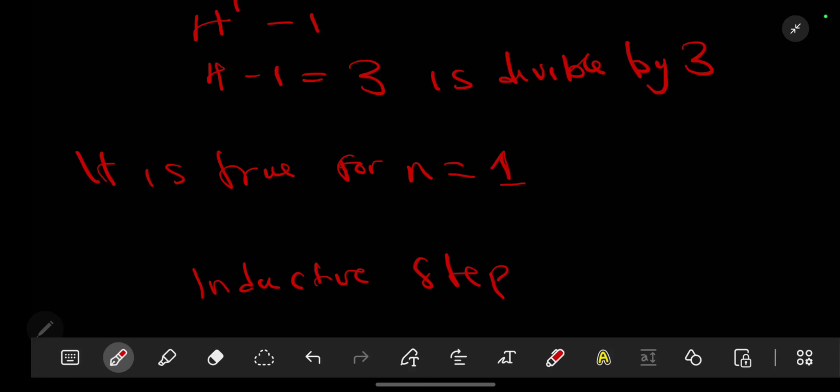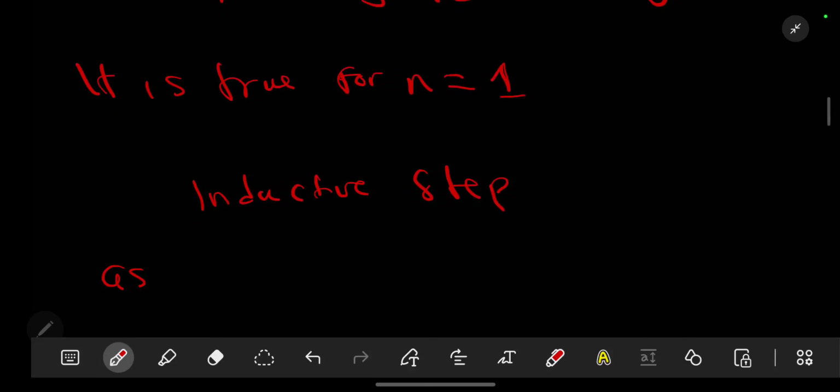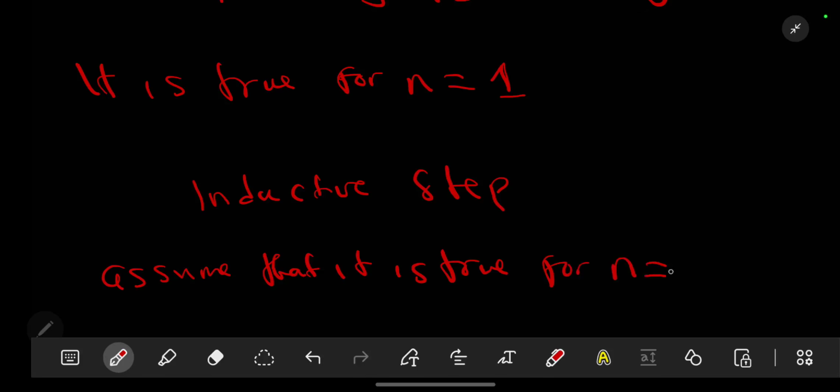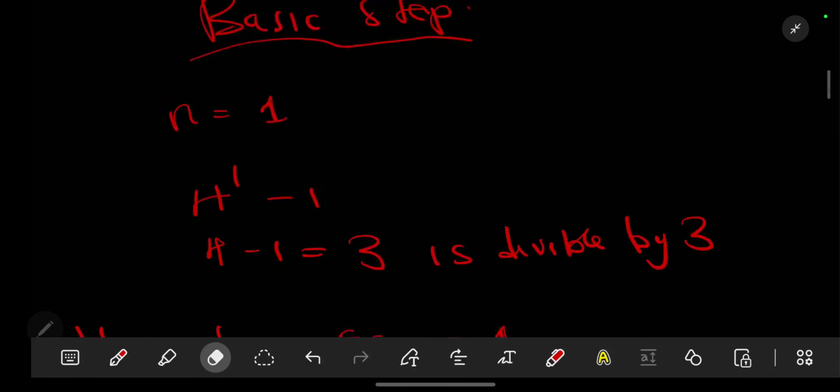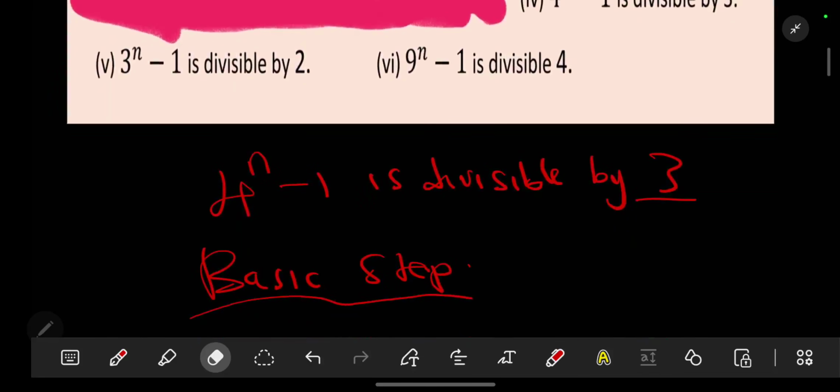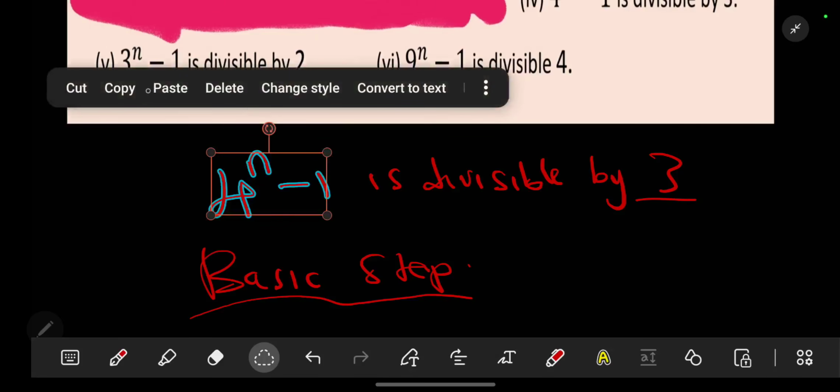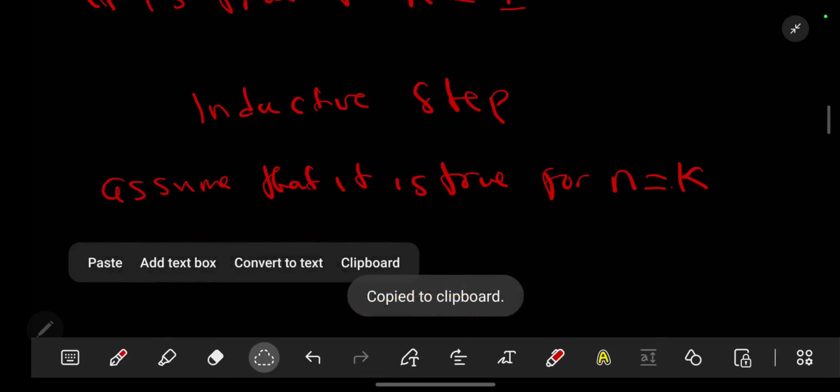Now, what does the inductive step do? You are going to assume that it is true for n is equal to any value of n, which we can call k. Why use k? Because k could represent any number. It could be n is equal to 2, n is equal to 3, n is equal to 4. So we are going to assume that it is true for n is equal to k. Now, what does this mean? We are going to get our equation, and where there is n, we are going to put k.